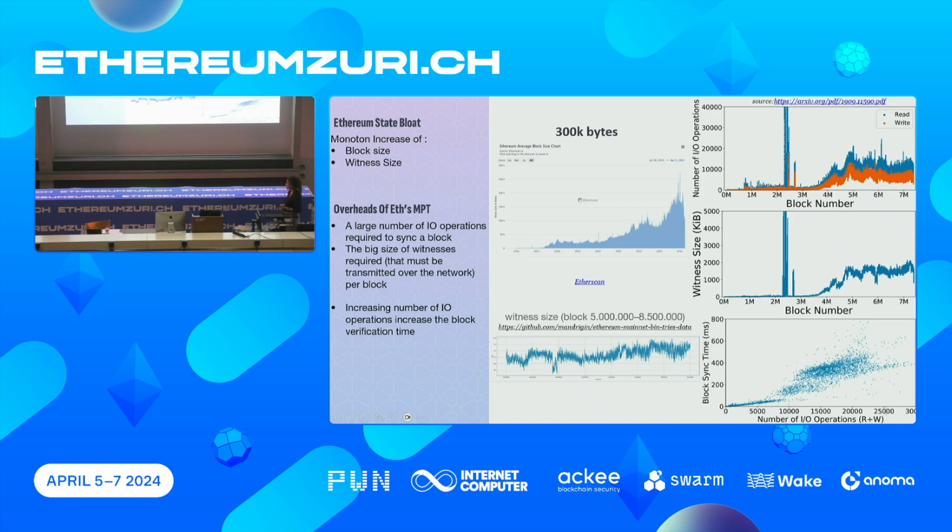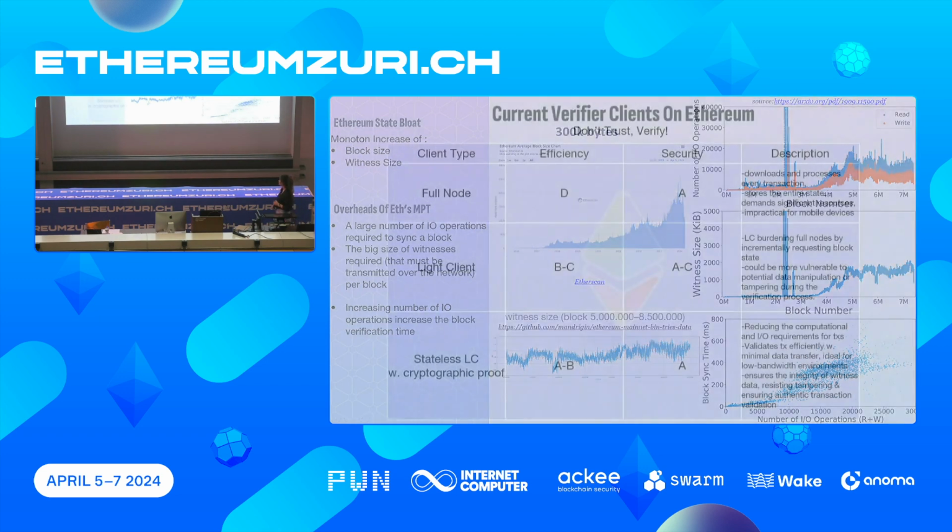So a big witness is required, which must be transmitted over the network per block. And as a conclusion, increasing the number of input-output operations increases the block verification time as well. As you can see also on the right-hand side, the increase in the number of operations increases the block sync time, which reduces the efficiency of block verification.